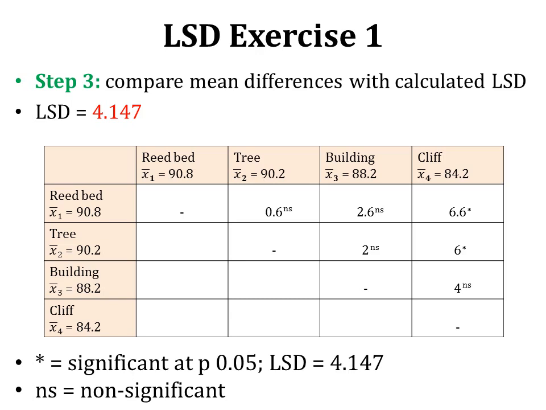So now we can see that there is non-significant difference between reed bed and tree, between reed bed and building, between tree and building, between building and cliff. And there is significant difference between reed bed and cliff. There is significant difference between tree and cliff. So now, should we stop here? We can stop here, but it is advisable to do further analysis to check this at the next level of significance, which is 0.01.